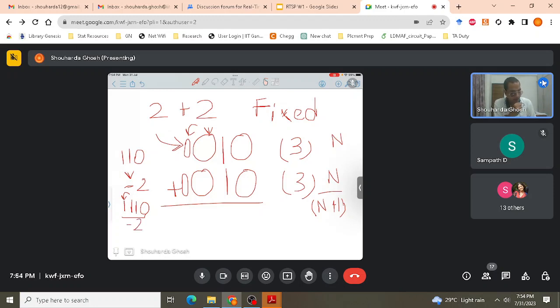Okay, so back to our calculation. After doing 2 plus 2, 1 plus 1 is 10, you get a 1 over here, giving 0 1 0 0. You can see very well that we have not had any overflow. Our calculation is absolutely perfect. So it's a 4. I have just worked with 4 bits.